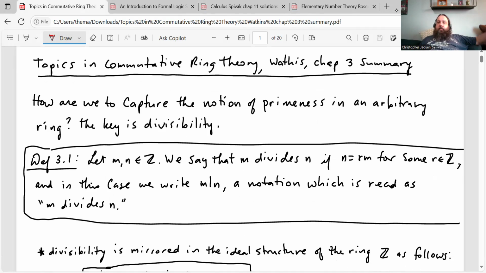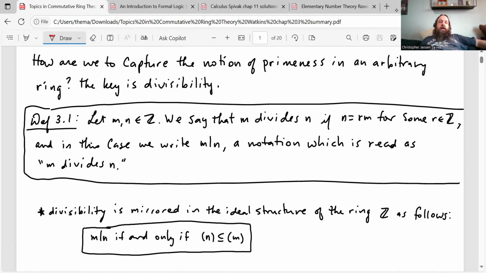We talked about primes in section 1.3 in Niven's book, which I posted the video for a couple of days ago. If you haven't seen that, check that out. Anyway, let's do Definition 3.1. Let m and n be integers. We say that m divides n if n = rm for some r in Z. In this case, we write m | n, which is read "m divides n."